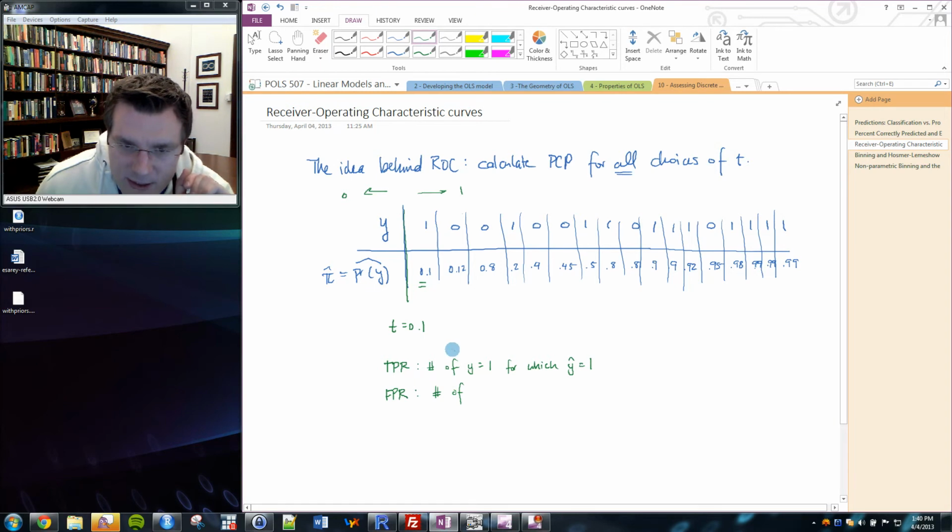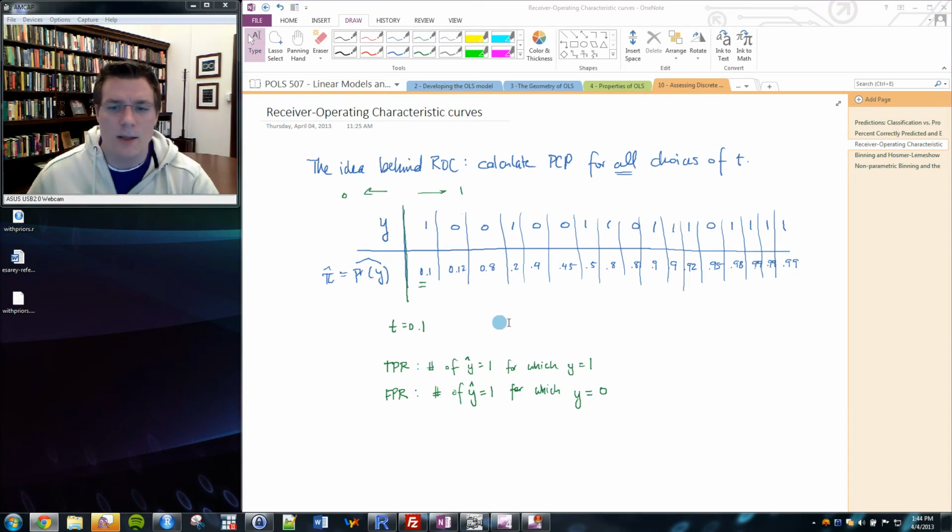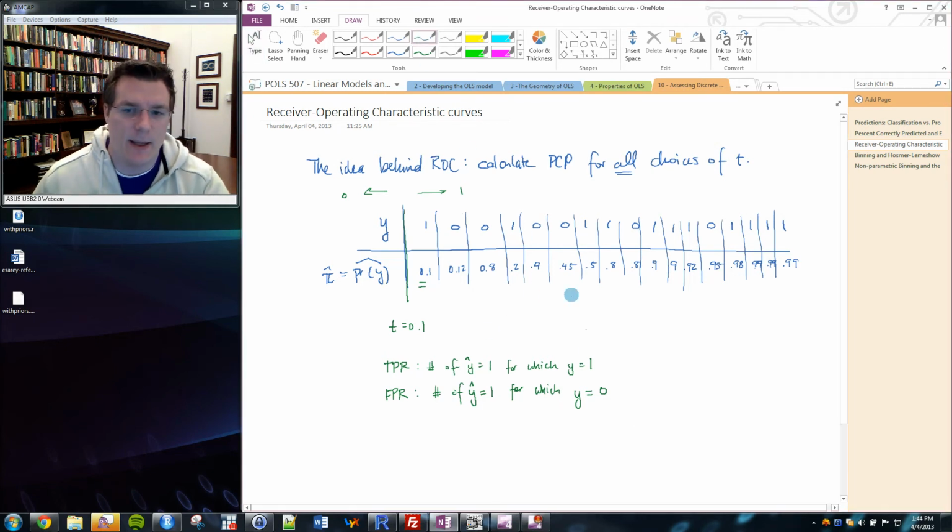So the true positive rate is the number of y hat equal 1 for which y equal 1. And the false positive rate is the number of y hat equal 1 for which y equal 0. So true positives are I say it's 1 and it actually is 1. False positives are I say it's 1 and it's actually 0. Since these are both rates, we have to divide by some normalizing quantity to make these rates.